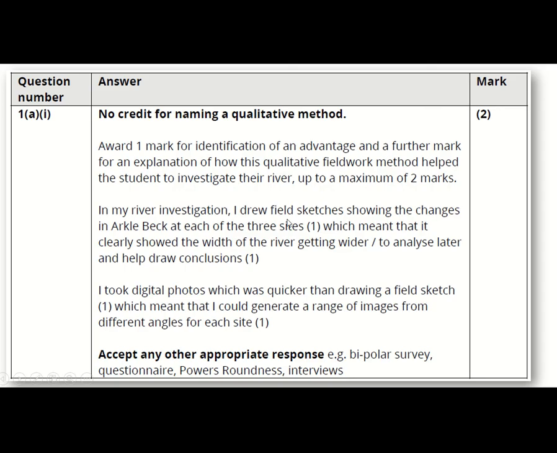In my investigation, we used a sketch map to show the land around the Swannington Beck at 9 sites, tick. This meant it clearly showed the floodplain around the river or the areas around the river that could flood in future. That's the second tick. Okay, I know I've changed what this said, but we didn't use field sketches. I would go with the roundness question though. I'd say, in my river investigation we used Powell's roundness guide to measure sediment size. This meant that it was easy for us to judge what roundness we saw when taking sediment from the river. That would be a worthwhile answer.